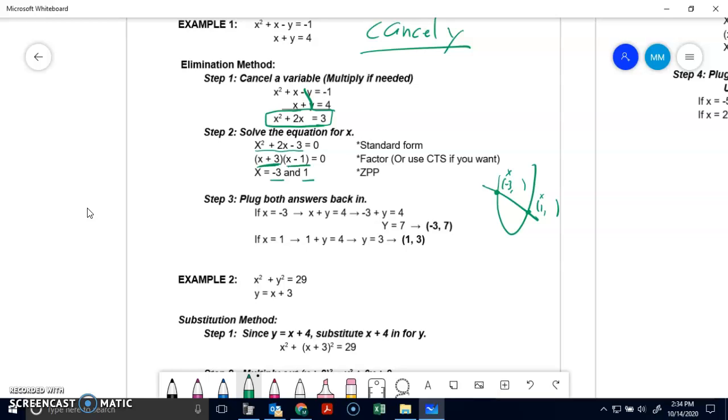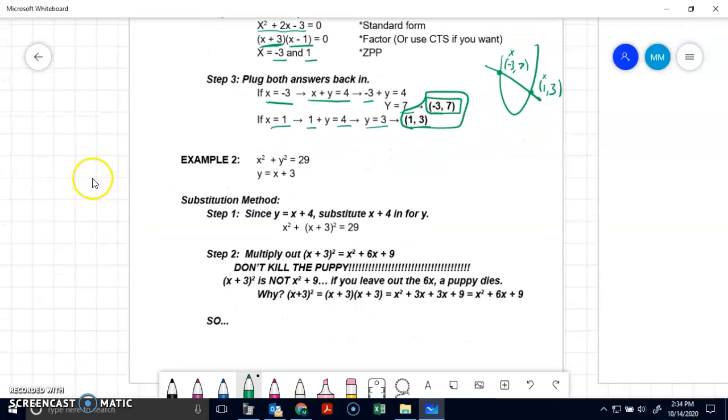I'm going to use the second equation in the problem, x plus y equals 4. And if x equals negative 3, I plug negative 3 in for x. Solve to get y equals 7. So the first point is negative 3 comma 7. And do the same for x equals 1. Plug 1 in for x. Solve for y. I get 1 comma 3. Those are the 2 points where these two intersect, the solution to this system.